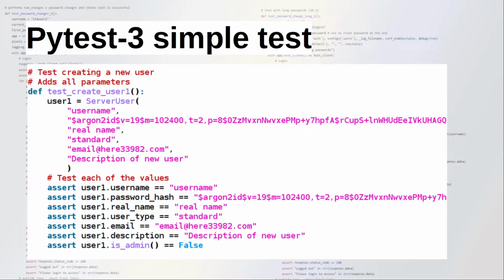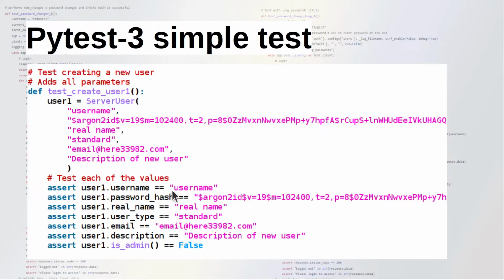This is done using the assert keyword, which tests that that particular condition is met. As you can see here, there's multiple assert keywords, so there's multiple tests performed within this particular test. So for example, this sets the first parameter, which is the username, to the string username.